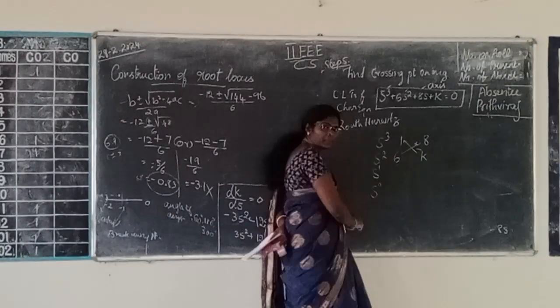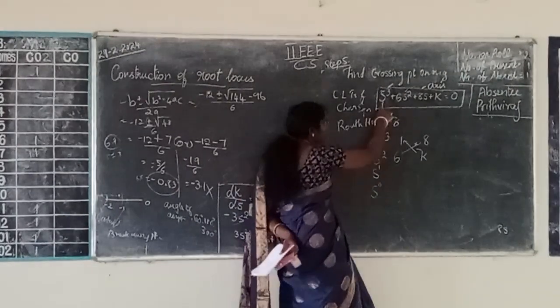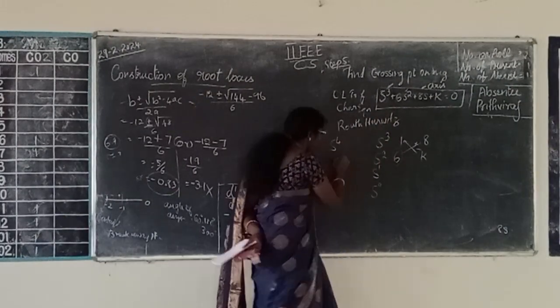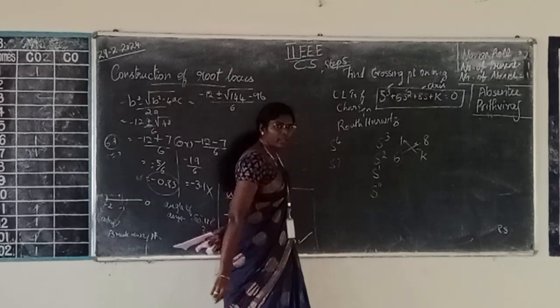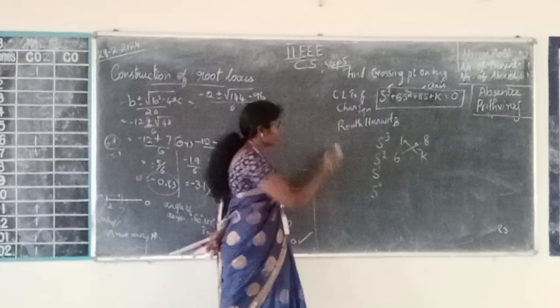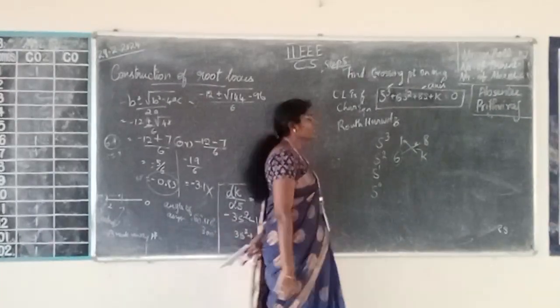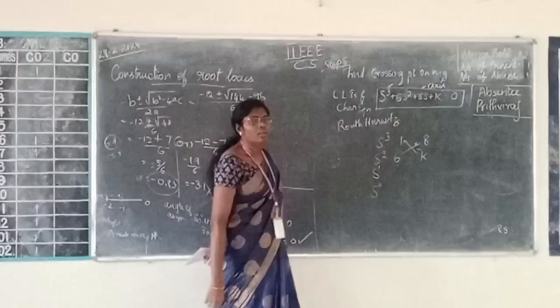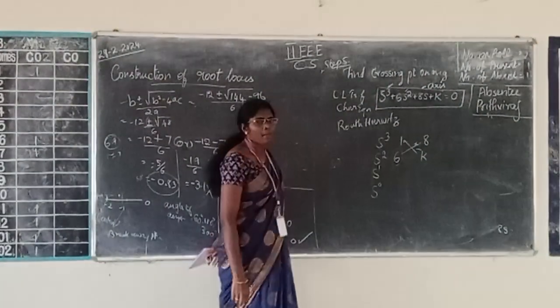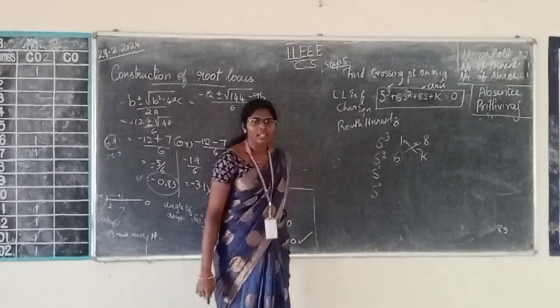This is for S cube. You have to consider the odd powers of S. S cube means the maximum power is S cube; if it were S power 4, you would write it from S power 4. So S cube, S square, S power 1, S power 0. For S cube we consider the odd powers. The coefficient for S cube is 1, and for S the coefficient is 8.